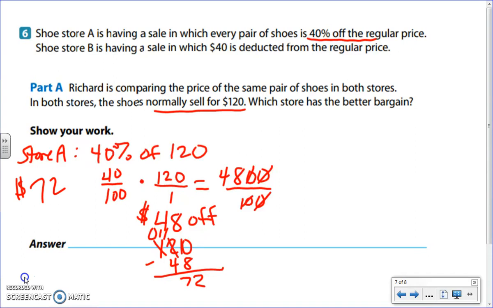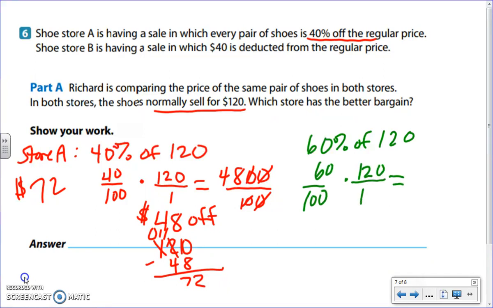Now I'm going to do store A again, except this time I'm going to do it a little differently. Instead of finding what 40% of $120 is so I can take it away, I know that if they pay full price, that's 100%. So if they're not having to pay 40% of it, then they are paying 60% of it. So instead of using the number 40%, we could use the number 60% and find 60% of 120, or 60 100ths of 120.